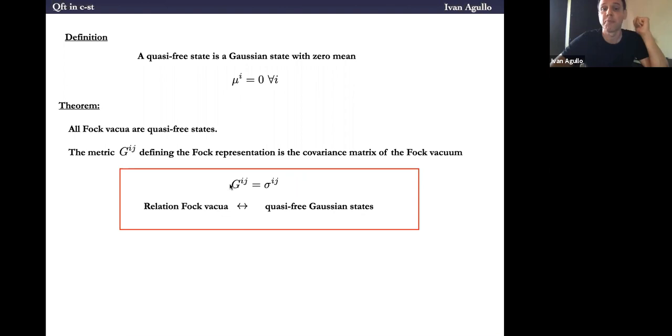And I love this relation because this is a relation between Fock quantizations and Gaussian states. And it provides physical arguments to my previous construction. I can summarize as follows. If you want to build physically a Fock representation, give me a quasi-free Gaussian state. It's fully characterized by the variance, the covariance matrix. That covariance matrix is what allows me to make out of the phase space a complex space and a quantum theory. So all that I need is the covariance matrix of a quasi-free Gaussian state. And I cannot emphasize enough how beautiful and simple and elegant is the one-to-one relation between quasi-free Gaussian states and Fock representations.